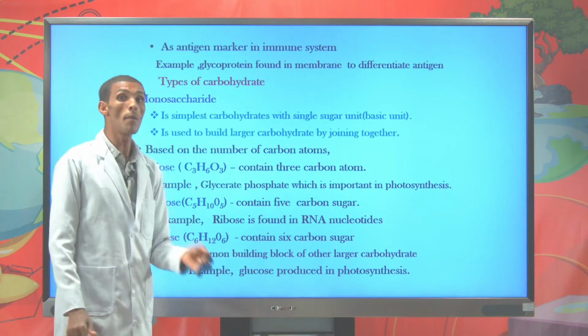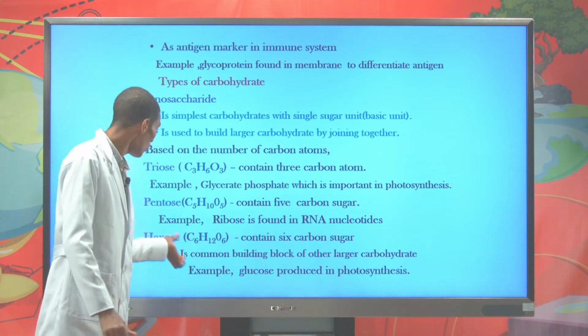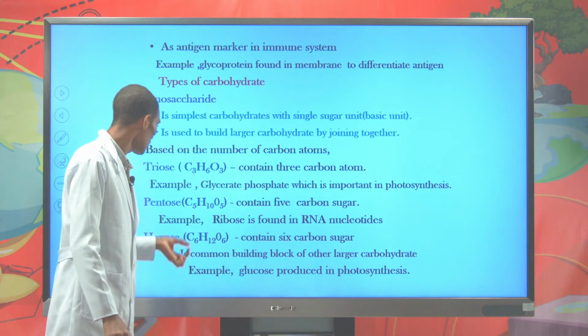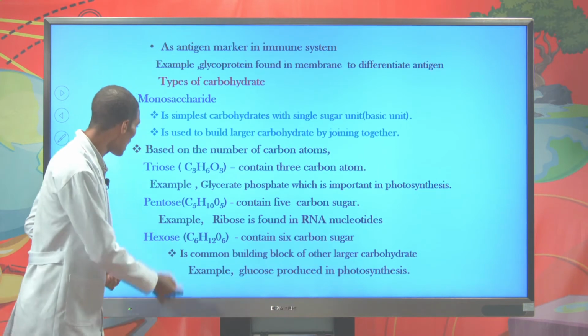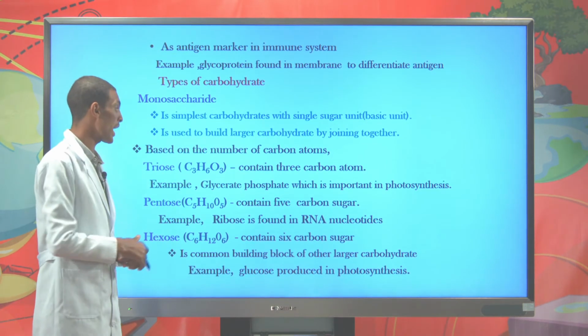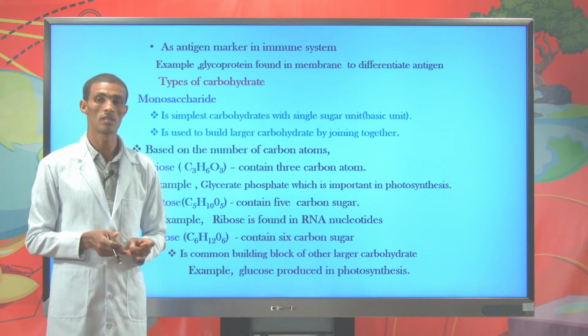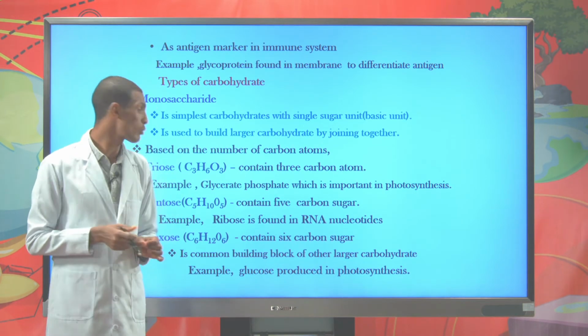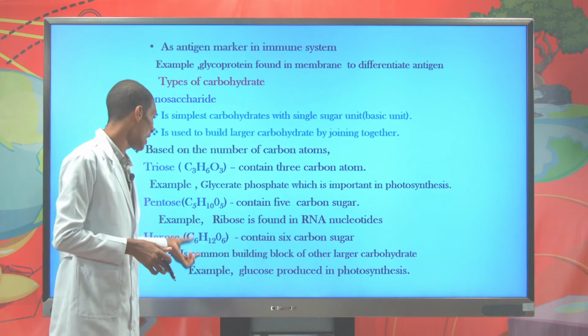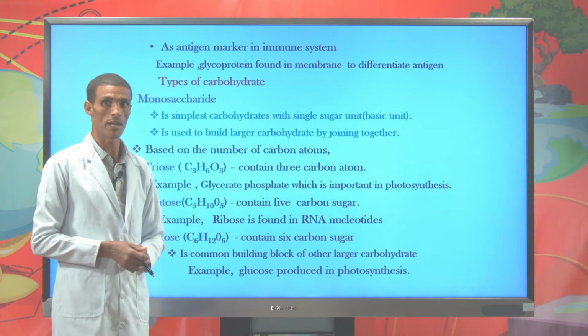It is a common building block. Most carbohydrates are made from this one. Other larger carbohydrates are made from hexose units. For example, glucose, galactose, and fructose are some examples of hexose carbohydrates.